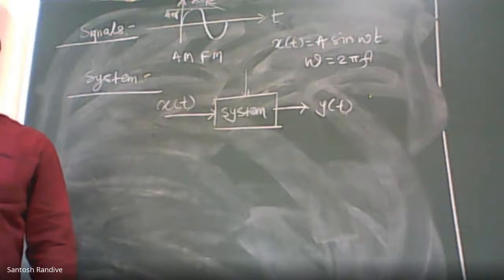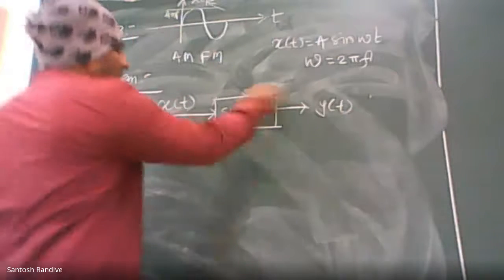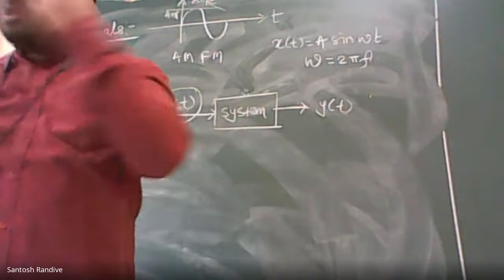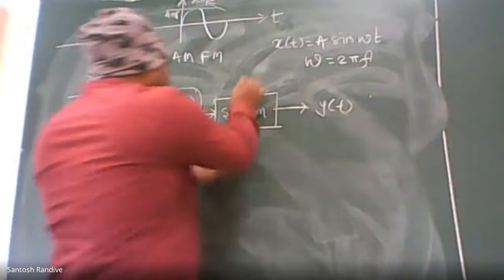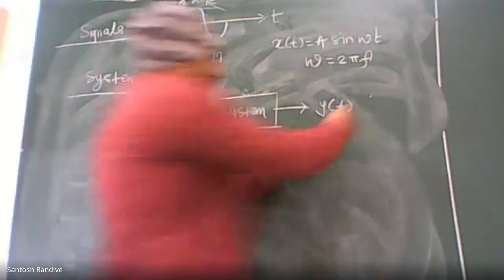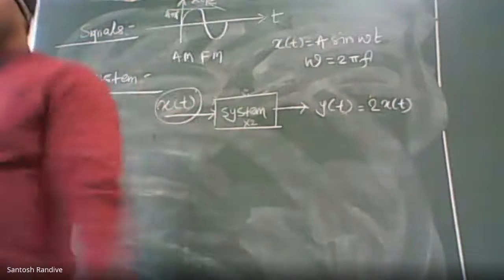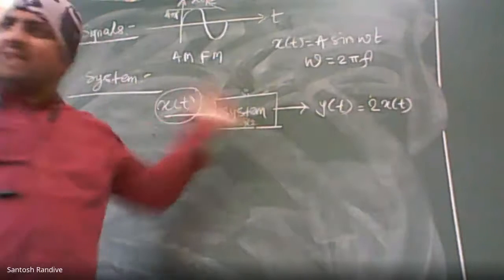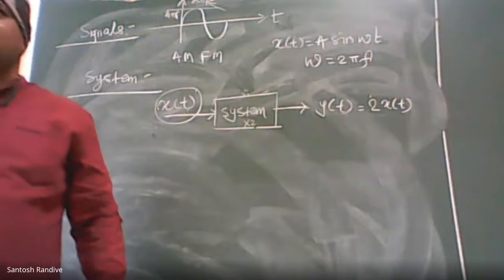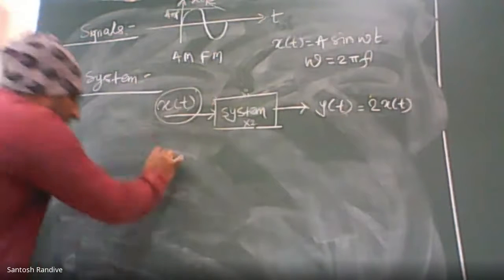A very basic example: this is my input, and I want to double the input. So simply my system multiplies by 2, and this y of t will become 2 x of t. So this multiplier factor can be a system. Simply, a system acts as a multiplier. Understand?